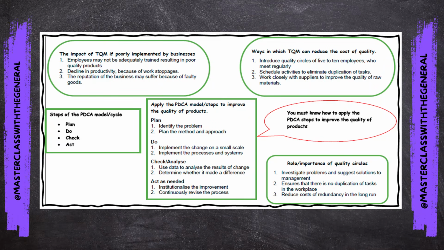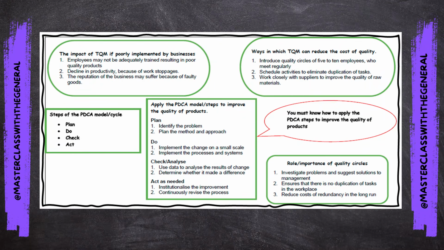Let's look at the application, starting with number one, plan. To plan means to identify the problem, and to plan the method and approach. So this is the first stage of fixing any problem. It is to identify the problem and see how best we are going to go around it.